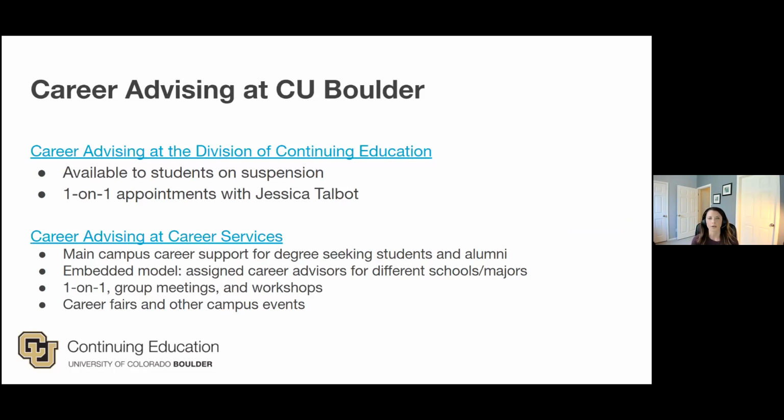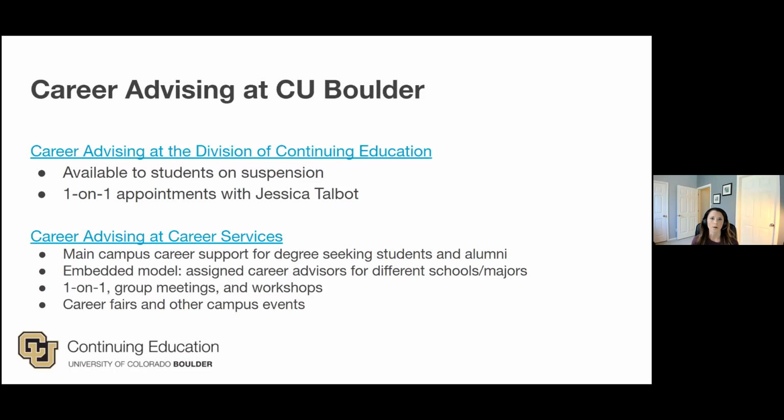So one quick plug I would say is that all alumni of CU Boulder can work with career services as long as they want to. So that's something that will be available for lifelong. The other thing that's a little bit unique about career services is they use an embedded model. So they actually have assigned career advisors for the different schools and programs and majors. So that's something just to let your student know.